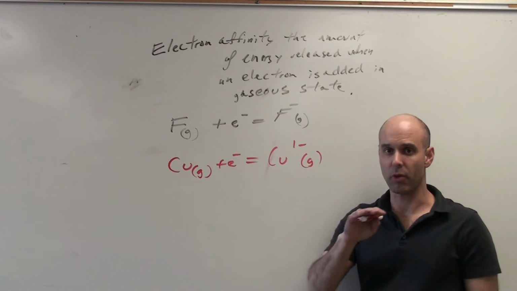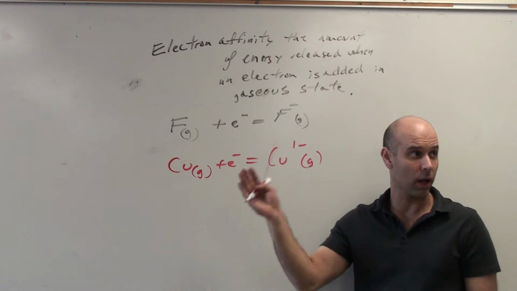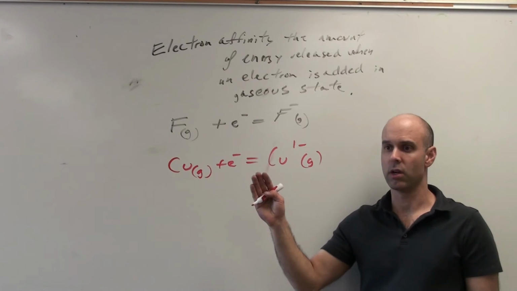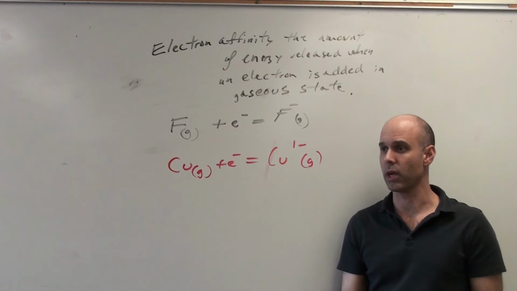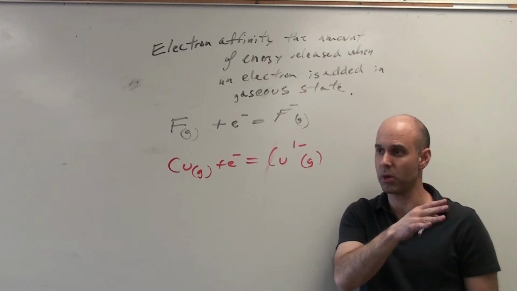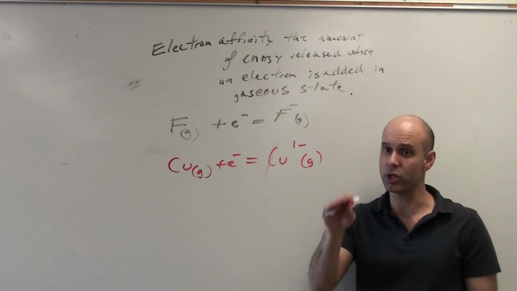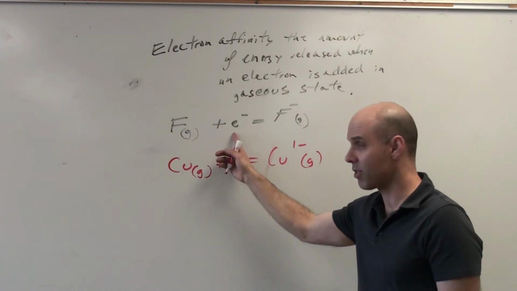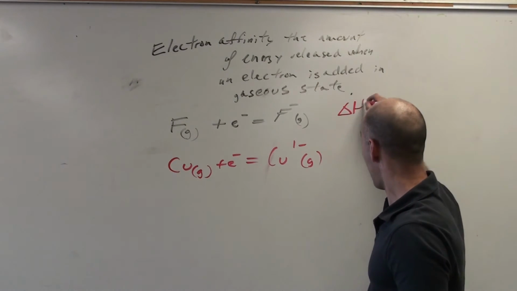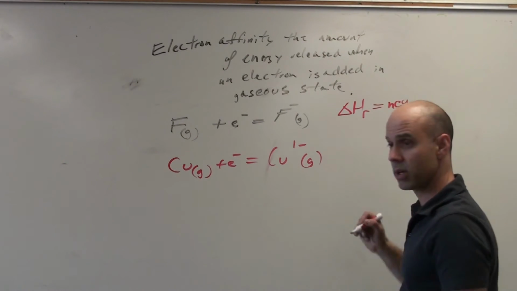But remember, all ionization energies are positive. You have to put energy in to remove an electron, and it doesn't matter which one it is on the periodic table. Whereas here, if I add this electron, I get energy out. You'll get energy.